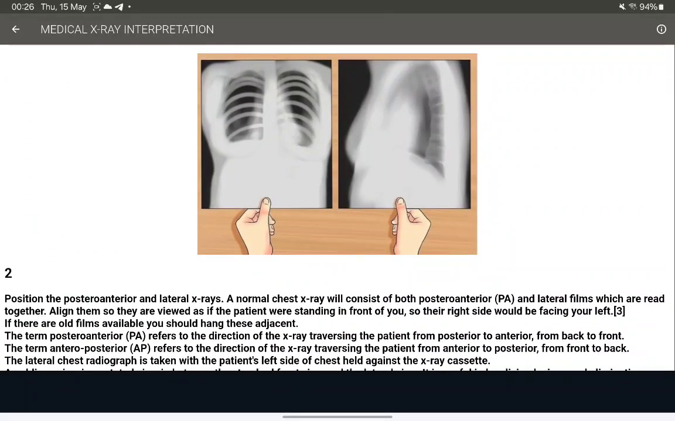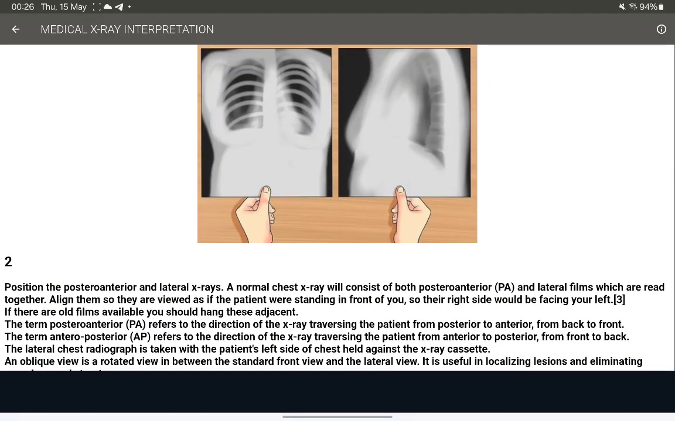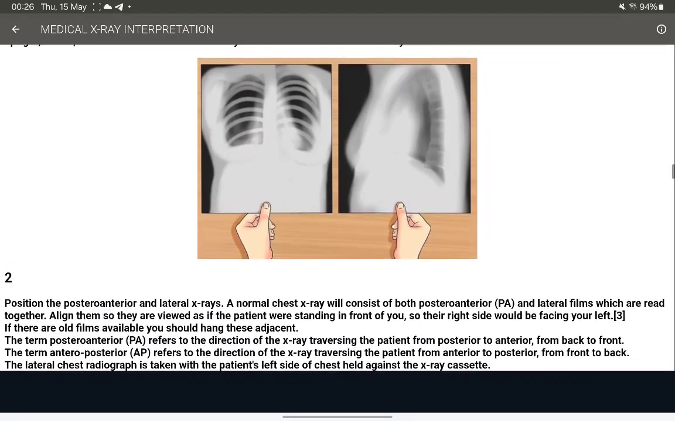Then position the posterior anterior and lateral chest X-ray. A normal chest X-ray will consist of both PA and lateral films. These are the routine films done for a patient, which are read together, aligning them so they are viewed as if the patient were standing in front of you, so their right side would be facing your left. If there are old films available, you should hang these adjacent.